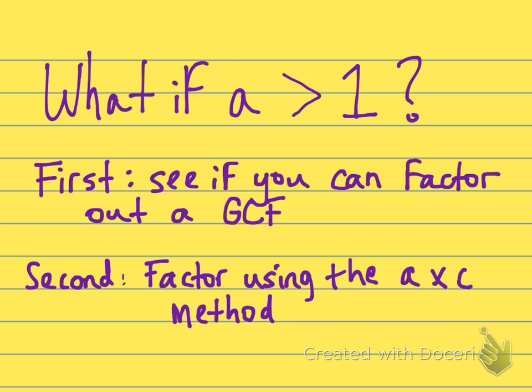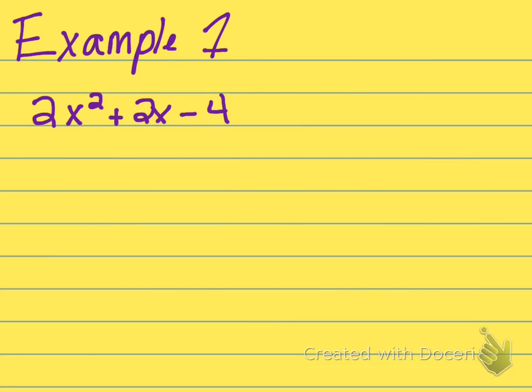Now let's look at what if a is greater than 1. First, we always need to see if we can factor out a GCF. If there's no GCF to factor out, next we'll use what we're going to call the a times c method. In this problem, we have a GCF of 2. So we'll factor a 2 out and we'll rewrite the expression.